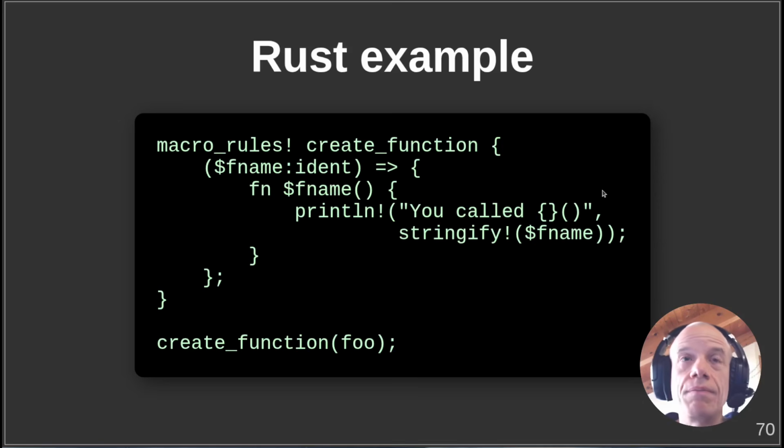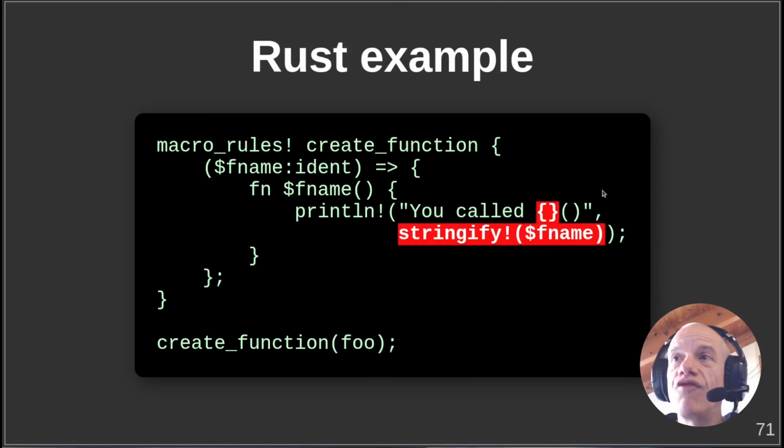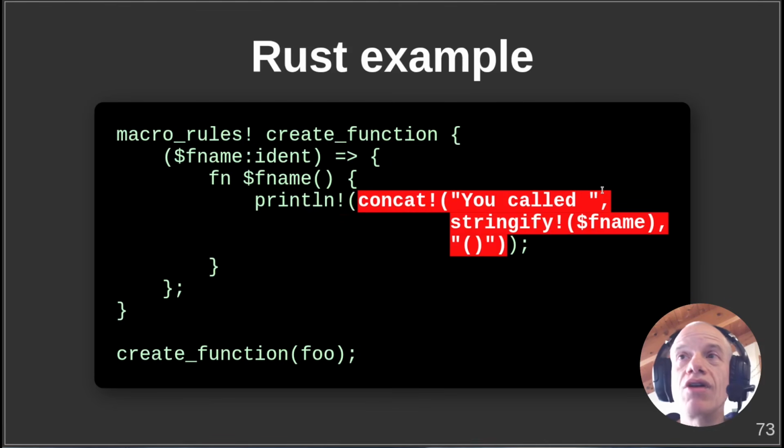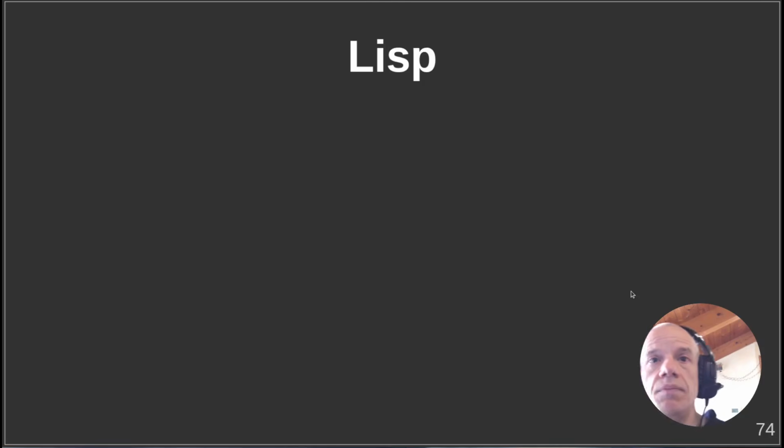But we can do that explicitly if, instead of using this expansion that expands to a regular println, we do a different expansion. So we call concat, that is another compile-time macro that is available in Rust, a predefined macro that can concatenate strings. And we get the same result. Okay, this is the Rust example.